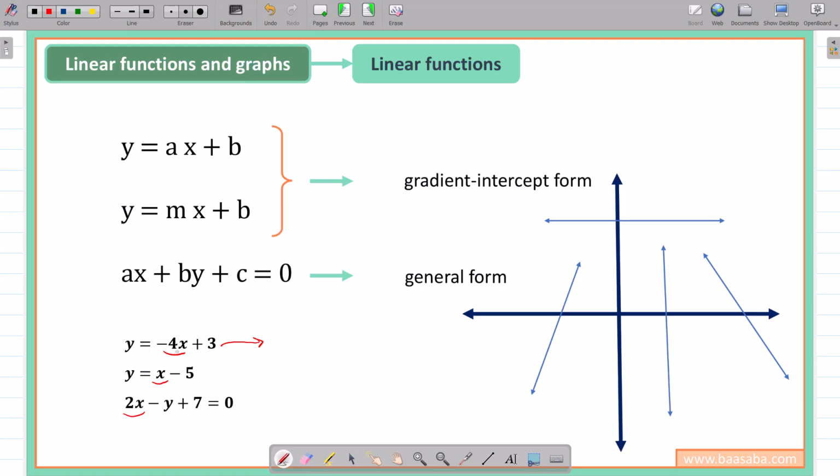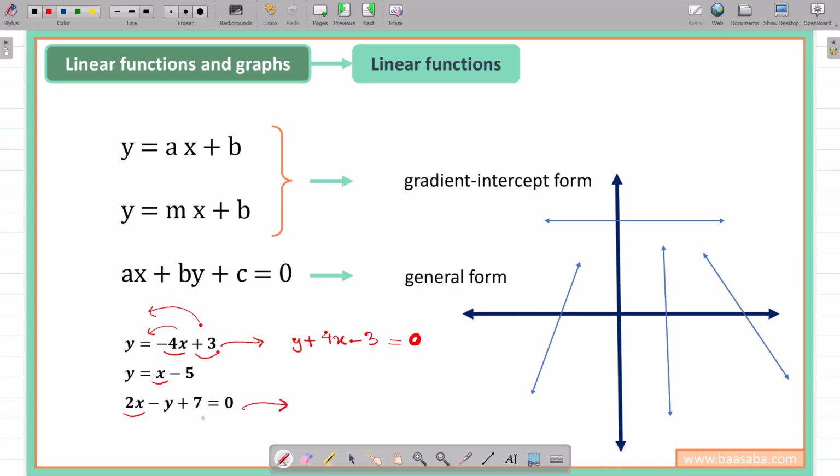First, I want to transfer negative 4x. So I move it to the left side. It becomes positive 4x. When we are transferring terms to the other side, we have to change the sign of them. So here we have y plus 4x. Now I want to transfer positive 3. It becomes negative 3 equal to 0. This is our general form of this equation.